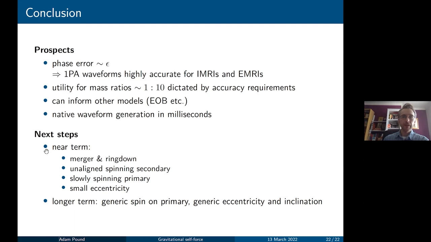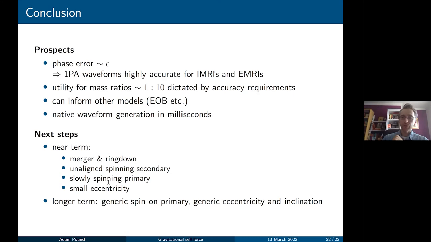So what are the next steps? In the near term, if we want to model mass ratios 1 to 20, 1 to 50 for LIGO, for example, we really need the merger and ringdown. We need those last little bits of the waveform. Those are crucial. We want to add an unaligned spinning secondary. I didn't show you the results for aligned spinning secondary, but we already have those. And we're now adding unaligned spinning secondary. We want to put small spin on our primary.